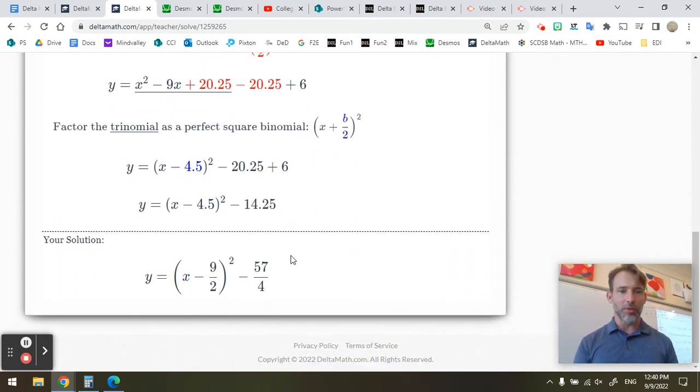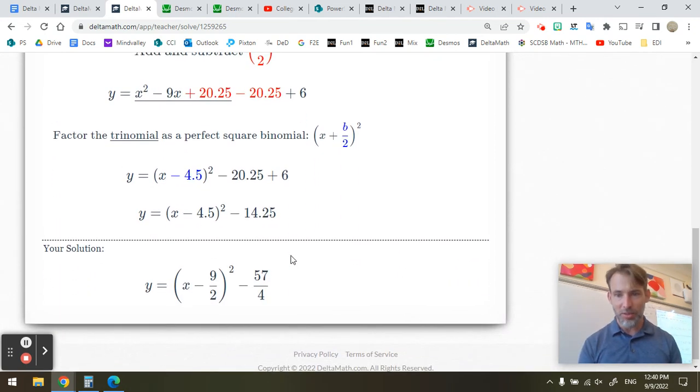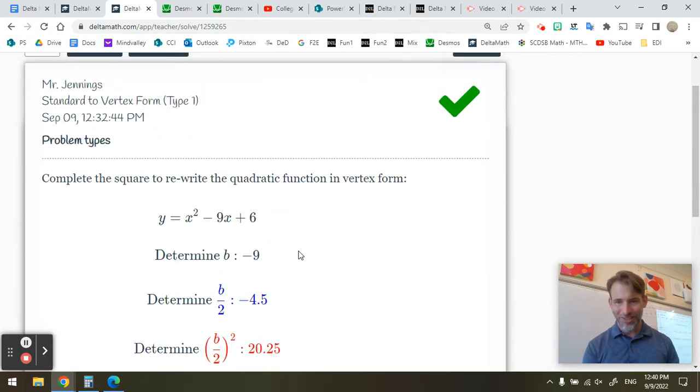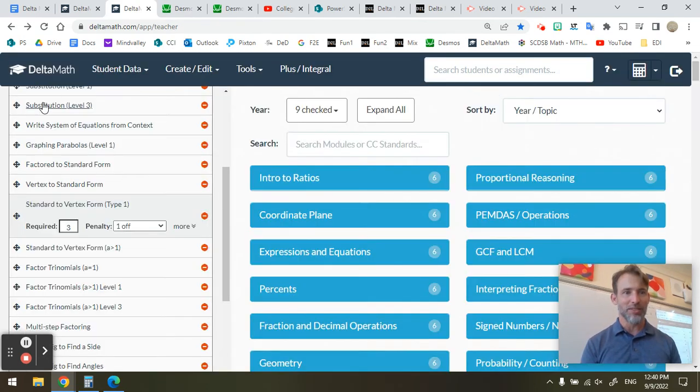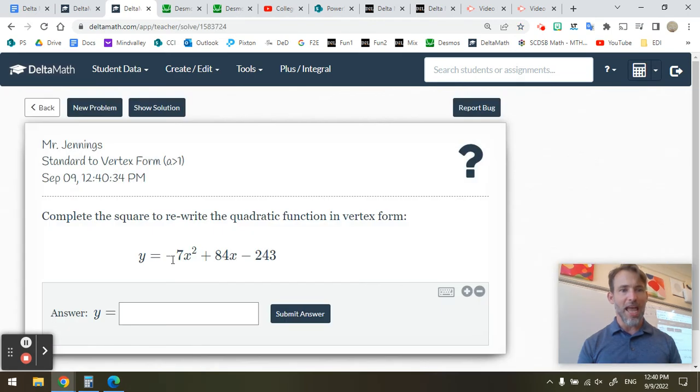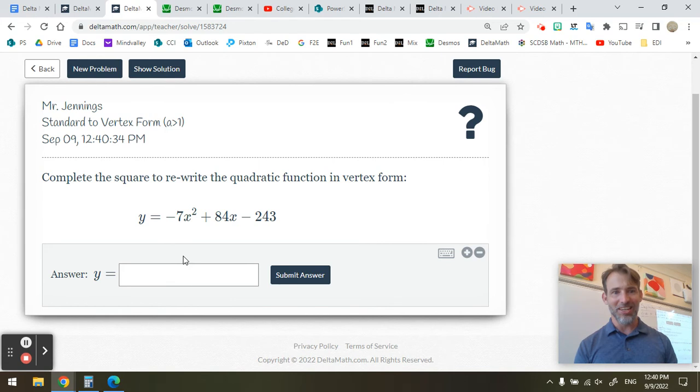But you want to follow along with these more challenging topics like complete the square. Take a look at their method. Take a look at my method. See what's different. See what's the same. Let's take a look at some where they're a little bit more challenging, and a is not 1. Okay, let's take a look here.